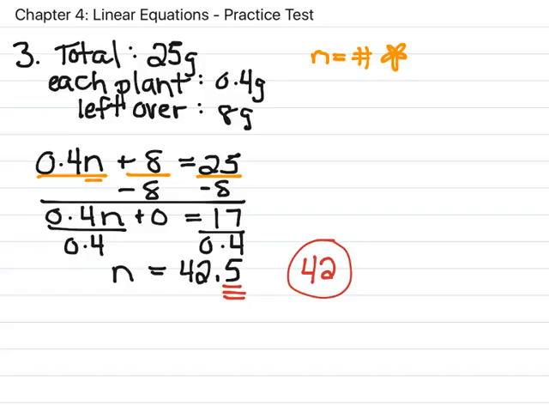If we had rounded up and given that to be 43 plants, she would not have the full 8 grams. So it would depend on whether she's expecting the exact amount of at least 8 grams. So our answer would be 42 plants.